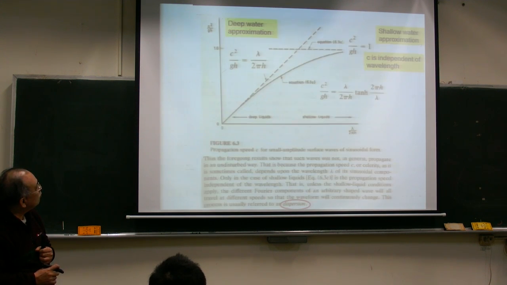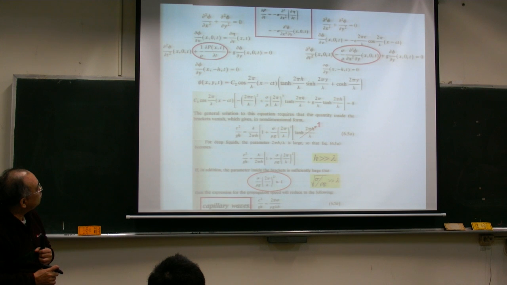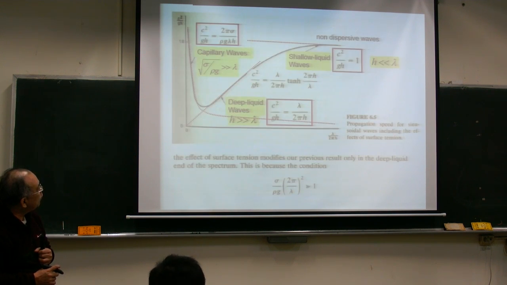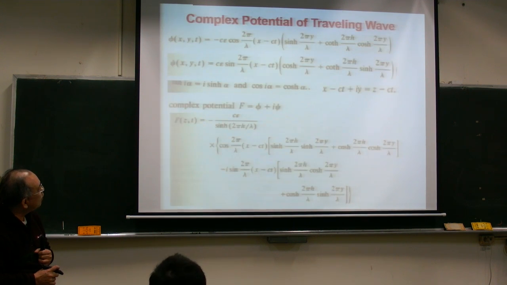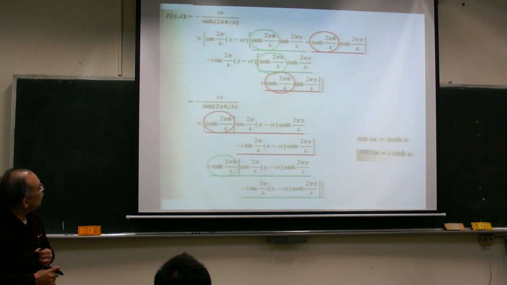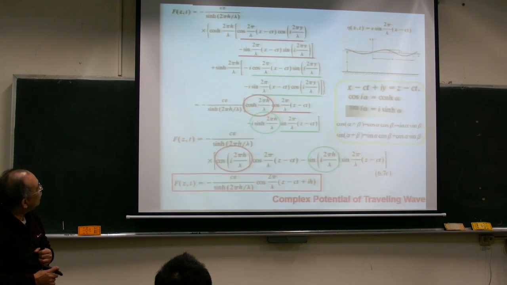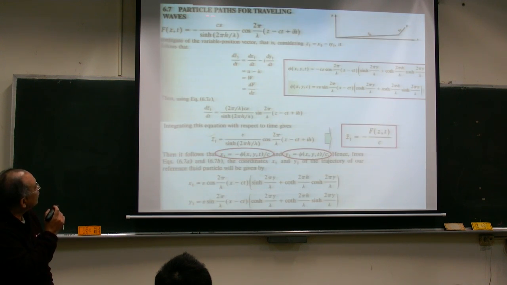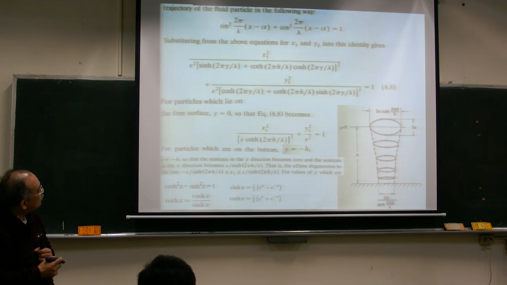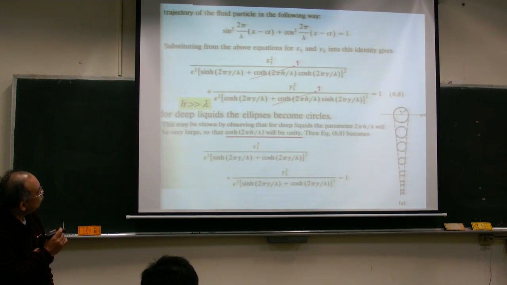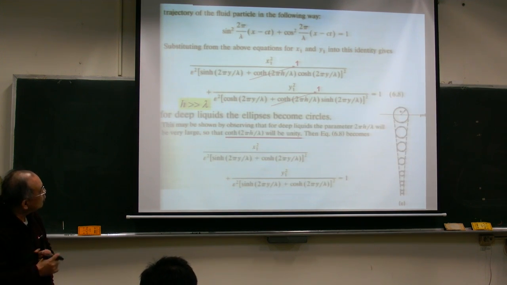So we have all the traveling wave solutions already. We have the stream function, the complex potential, and the path line, actually the particle path that relates to the path line. We know the path line for shallow water will be elliptic, and for deep water it will be a circle.